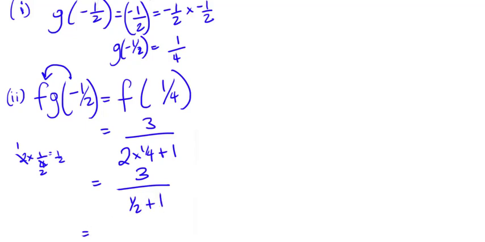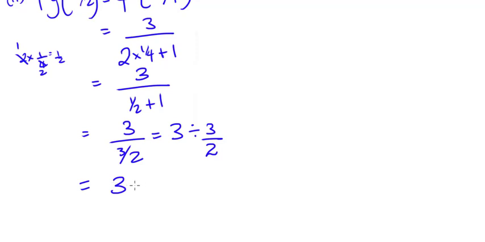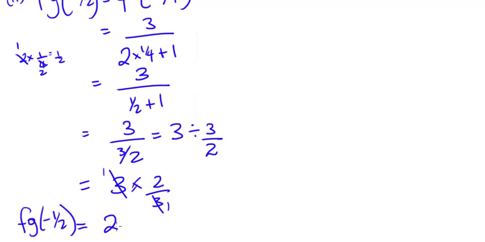A half plus 1 is the same thing as 1.5, or 3 over 2. There are a lot of ways that we could proceed from here. One way is to think that this is 3 divided by 3 over 2. If we're dividing, we keep the first fraction and flip the second. So that's 3 times 2 over 3. And 3 can go into 3 once each time, so that's going to just leave us with 2. So that means fg of negative a half is 2.